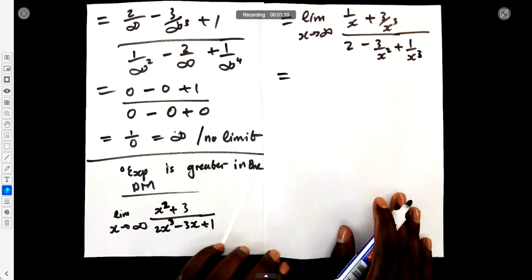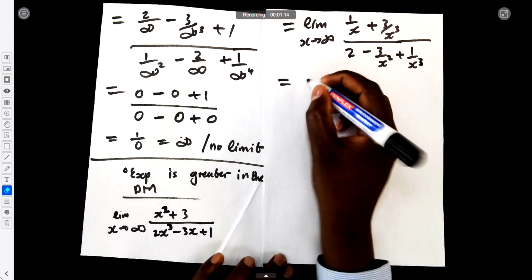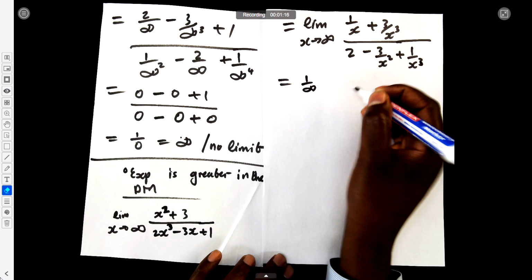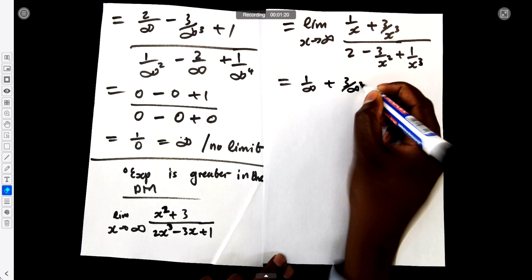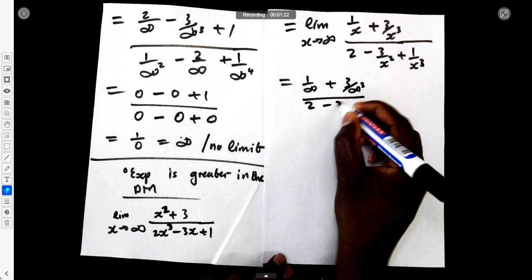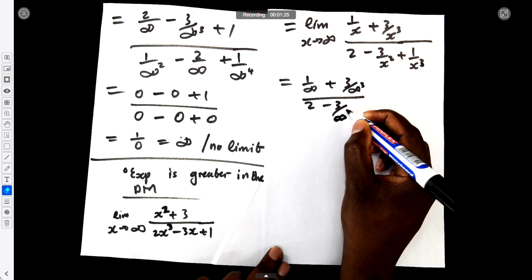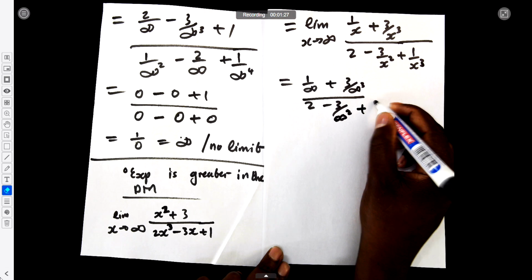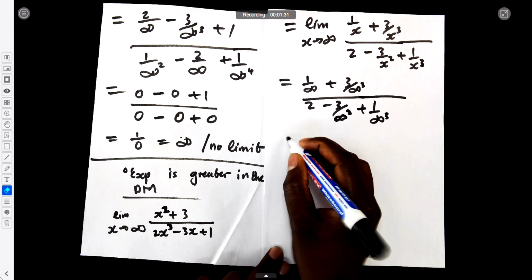So in that case, now we substitute the value of x, which will be 1 over infinity plus 3 over infinity to the power of 3, all divided by 2, minus 3 over infinity all squared, plus 1 over infinity to the power of 3 is equal to.